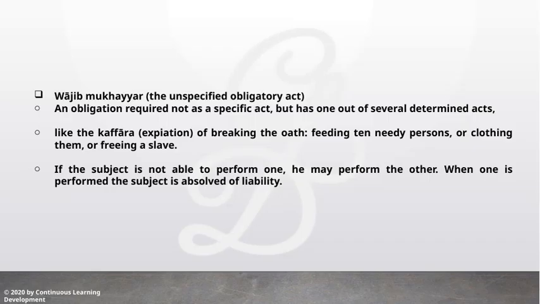Wajib mukhayyar, or the unspecified obligatory act, refers to a type of obligation that isn't tied to a single specific act. Instead, it's a requirement where one has multiple options to fulfill it. For example, when it comes to kafara or expiation for breaking an oath, there are several ways to do so. You can feed 10 needy persons, clothe them, or even free a slave. The key point here is that if you're unable to perform one of these options, you are allowed to choose another. And once you've performed any one of these acts, you are considered to have fulfilled the obligation and are absolved of any further liability.